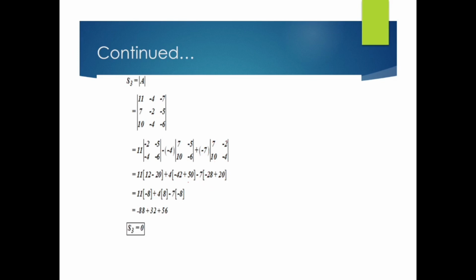So 11 into minus 8 plus 4 into 8 minus 7 into minus 8. So it is minus 88 plus 32 plus 56. So S3 value becomes 0.